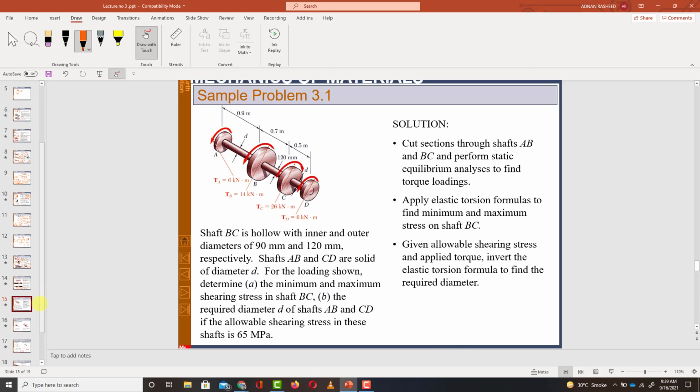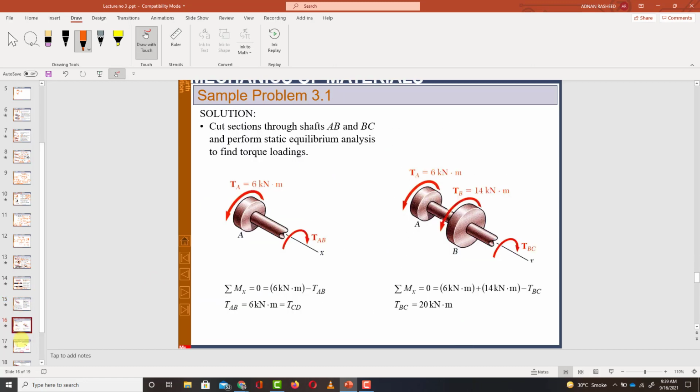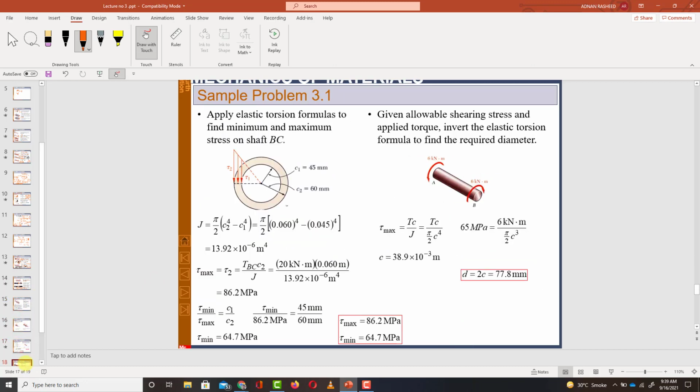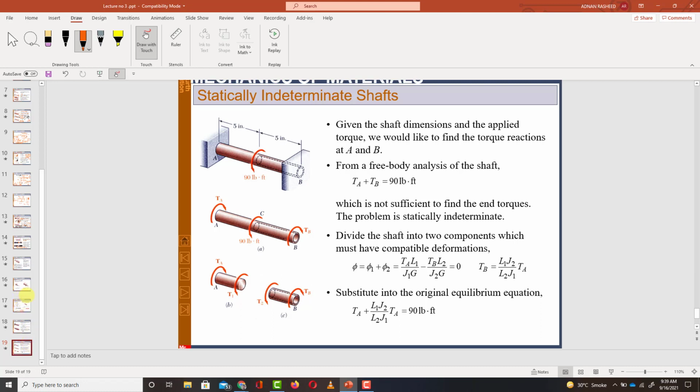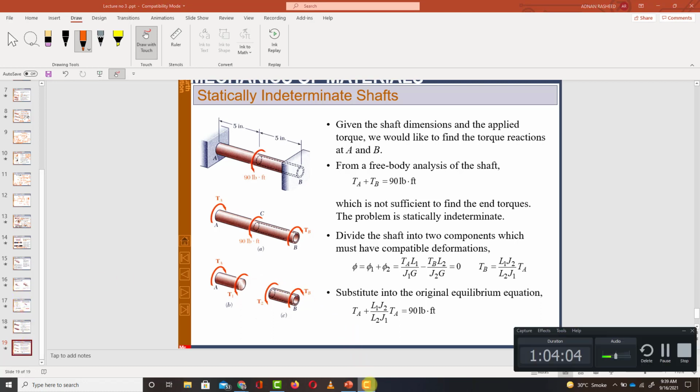Then we have sample problem 3.1, and then angle of twist in elastic range and statically indeterminate shaft. So we will cover this in lecture number 2. Thank you.